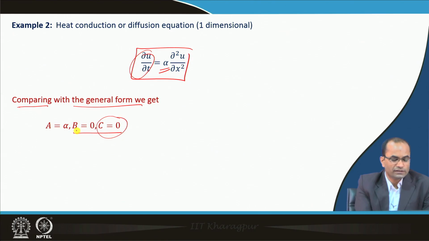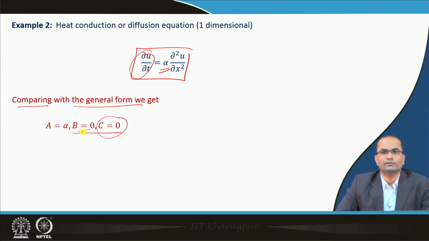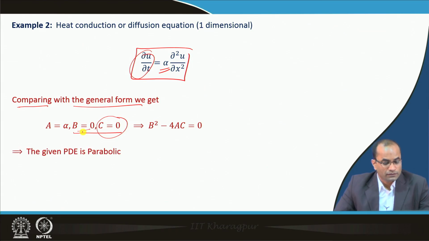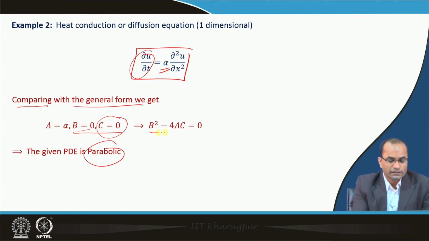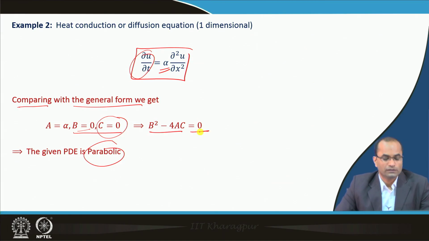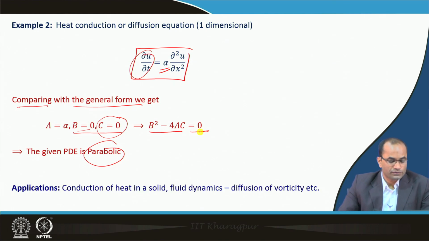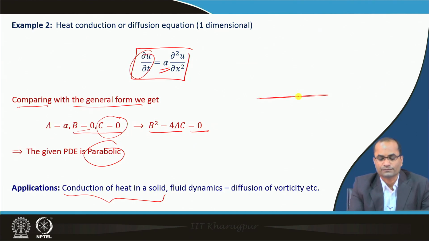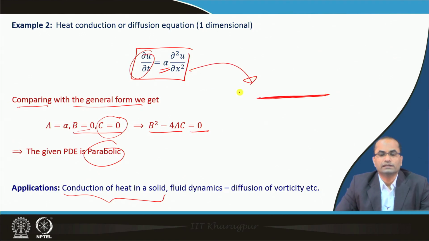Since the C is 0 and the B is 0, then this B square minus 4 AC will be 0. So, that means this equation is a parabolic equation, because this discriminant here is 0. So, this equation falls into the class of parabolic equations. It has of course several applications, and one of the most important and popular ones is the conduction of heat in a solid. So, if we have for instance a solid bar, the heat conduction in this bar can be modeled with the help of this heat equation.